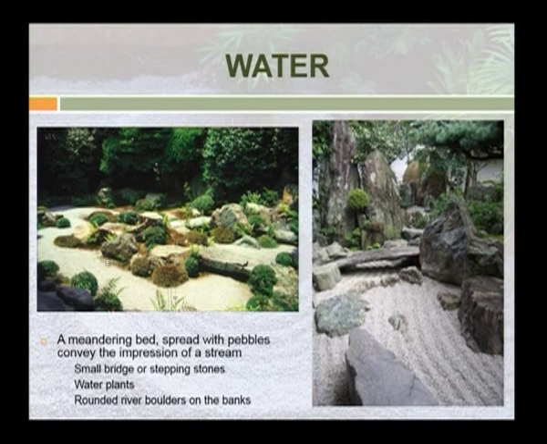Here we see a meandering bed spread with pebbles or sand. So, they convey an impression of a stream, and this is strengthened by using small bridges, as we can see here, and water related plants and round river boulders along the banks.